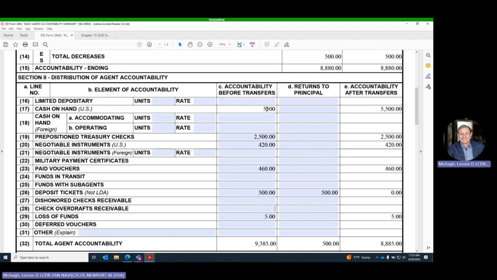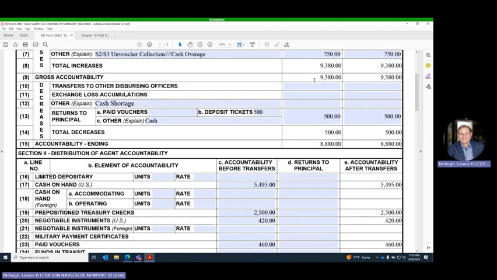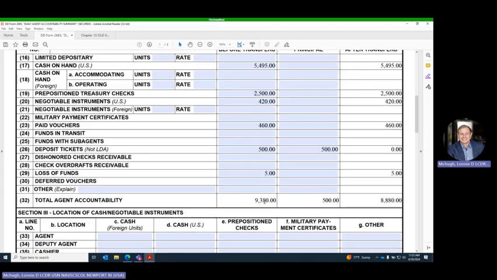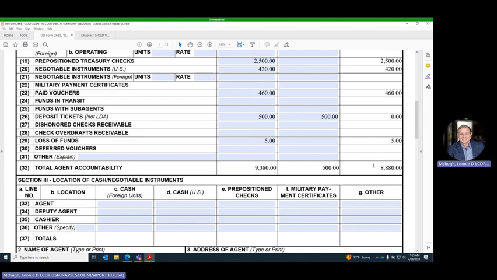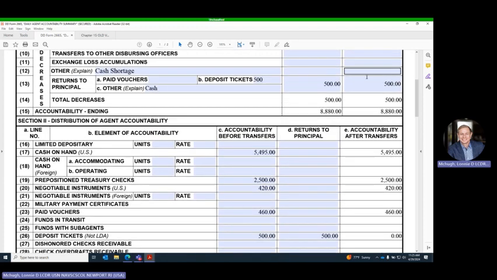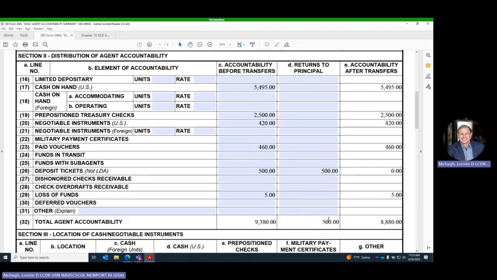We'll reduce our cash to 4,495. And we'll notice that our line 9 matches our 32 Charlie, line 15 matches our 32 Echo, and line 13 still matches our 32 Delta.